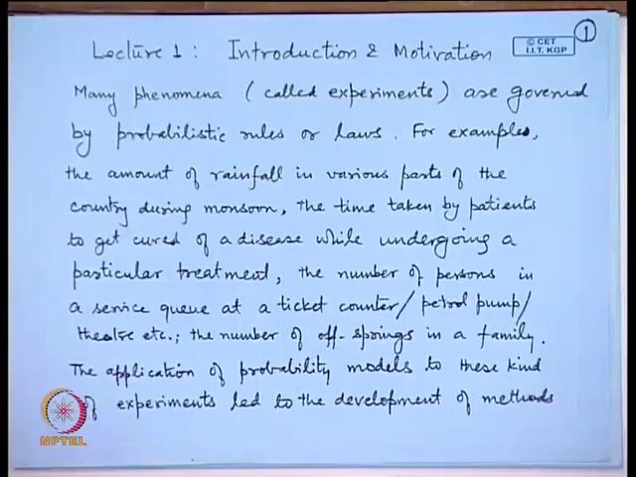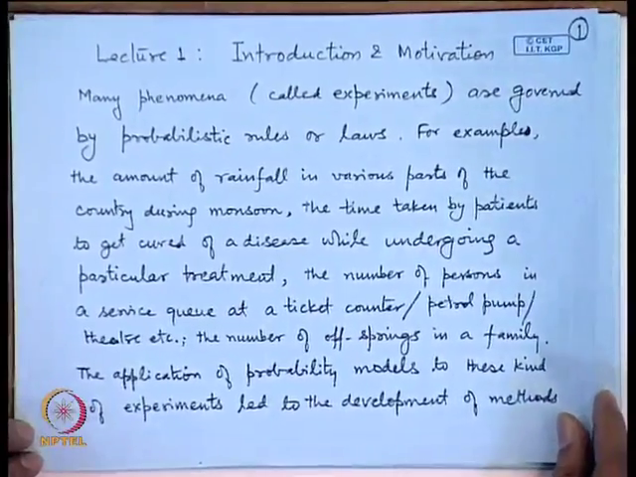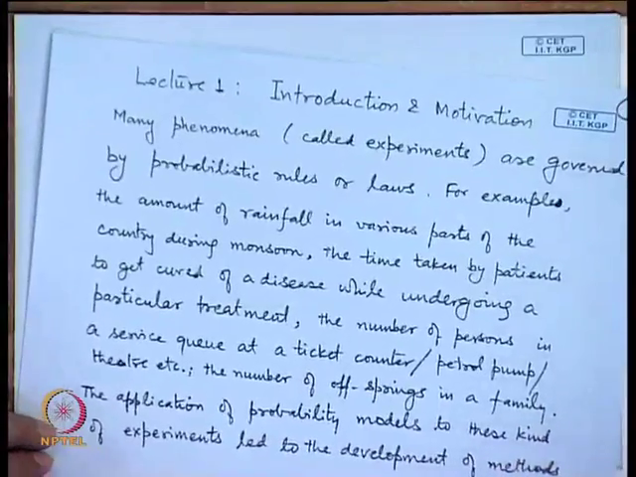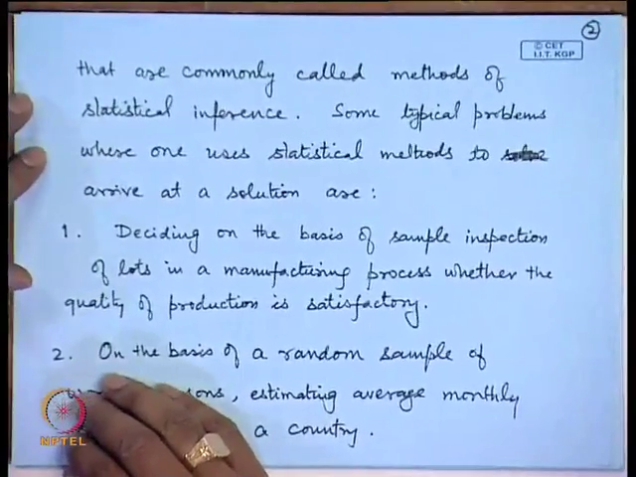The number of children in each family. So, these kinds of problems, when we look at these kinds of phenomena, they are all stochastic in nature. So, these are nicely modeled using probability distributions. The application of probability models to these kinds of experiments has led to the development of methods which are commonly called the methods of statistical inference.